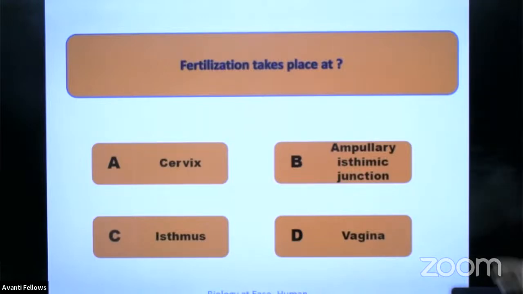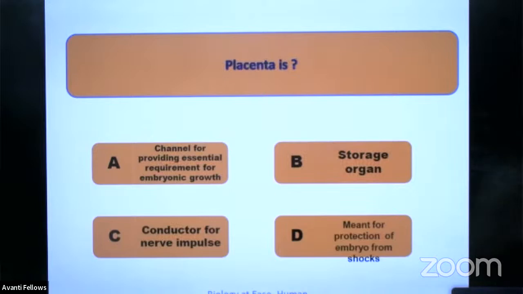Then we will move to question number 40. What is placenta? It is not storing any organs, it never conducts any kind of nerve impulses, and it is not meant for the protection of the embryo. The correct answer is option A. Placenta is an ultrafilter that passes the essential materials required for the embryonal growth from the mother, and also sends unwanted things from the developing fetus to the mother for elimination. So the correct answer for question 40 is option A only.